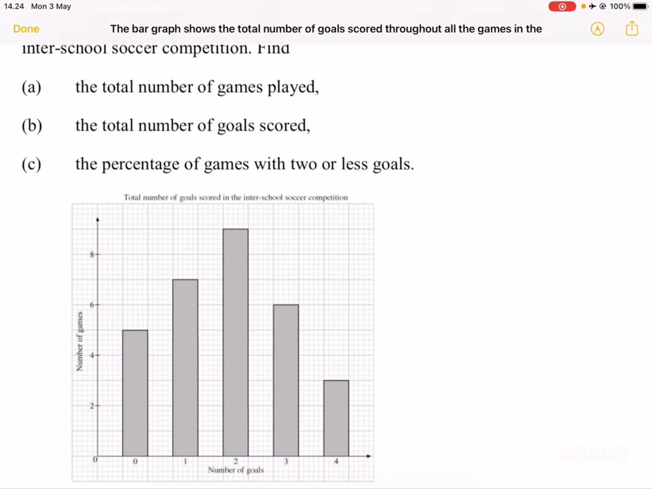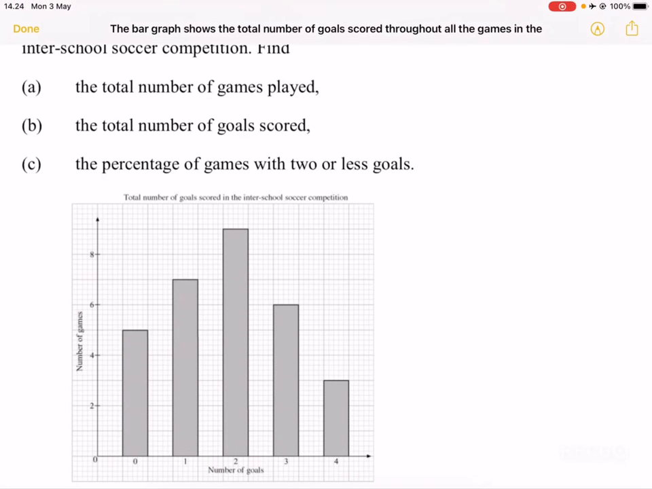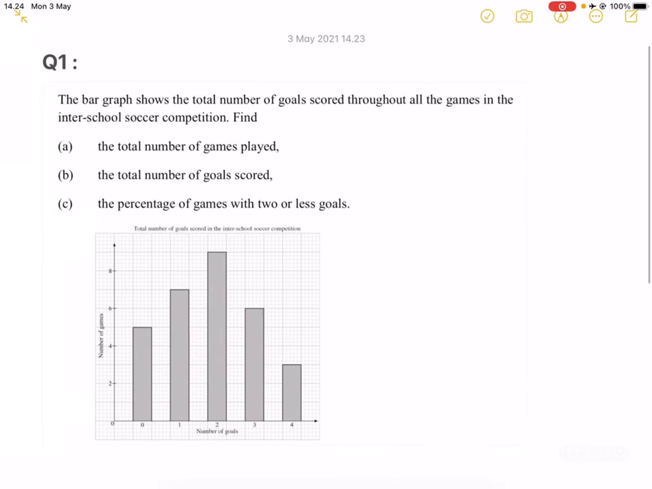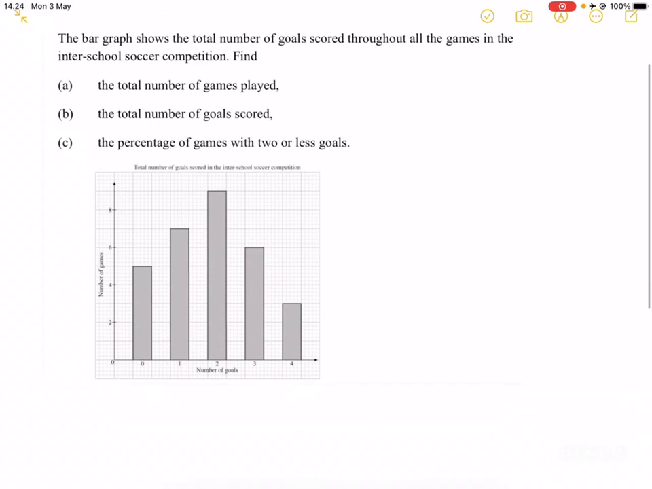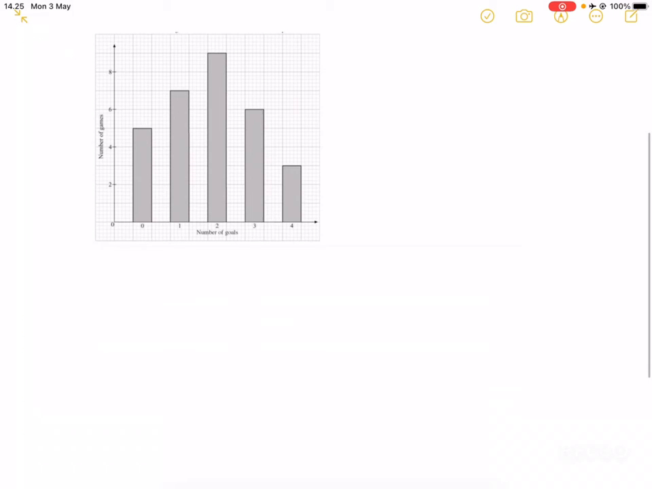If I zoom in here, as you can see, the number of goals ranges from 0 to 4, and then the number of games is the y-axis, which represents frequency. So we need to find the total number of games played, the total number of goals scored, and the percentage of games with 2 or less goals.